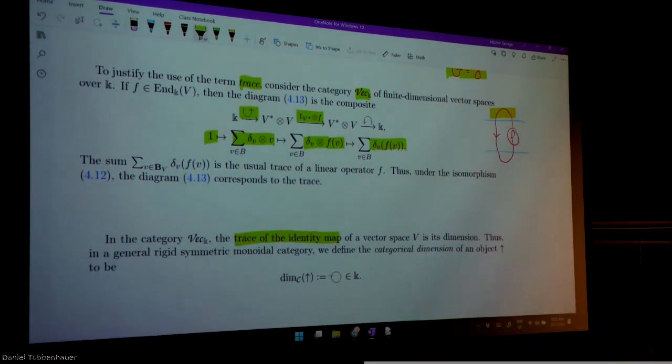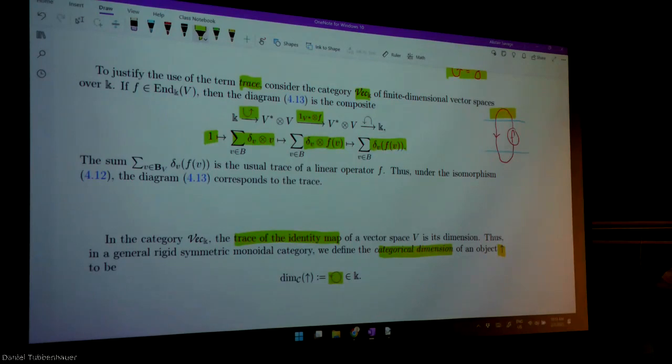Well, if you take the trace of the identity map, if you're, say, in the category of vector spaces or algebras, the trace of the identity map is just the dimension of the vector space, right? So this gives us a way, in the abstract setting of rigid symmetric monoidal categories, to define the dimension of an object. So the categorical dimension of an object, up arrow, is just this bubble. It's just a special case of the trace where we've got no F on the right-hand side because we just take the identity map. So it's just that bubble.